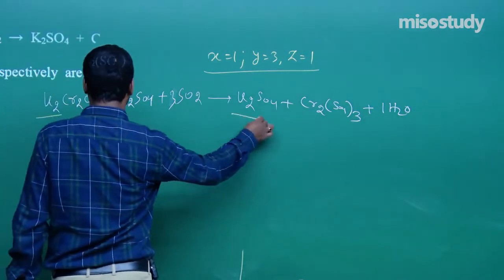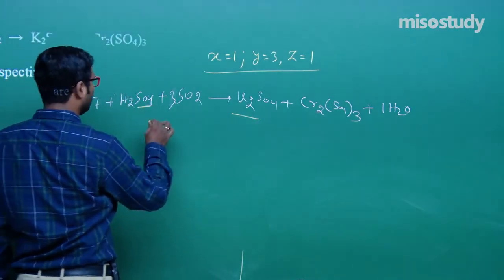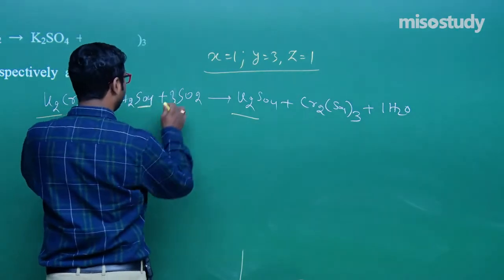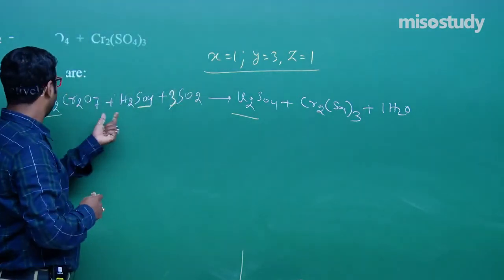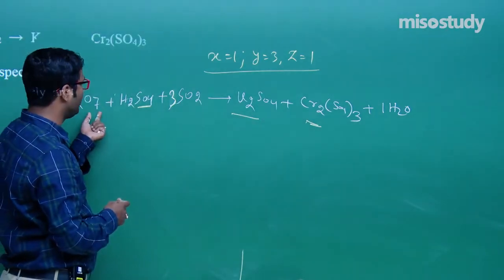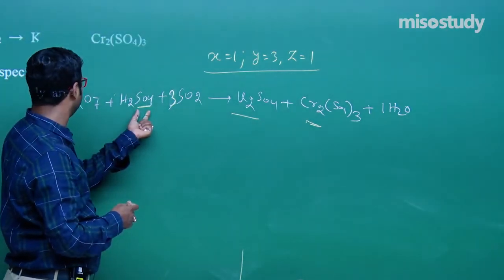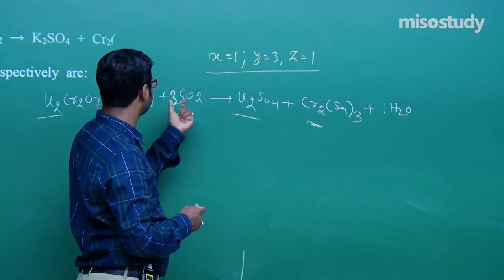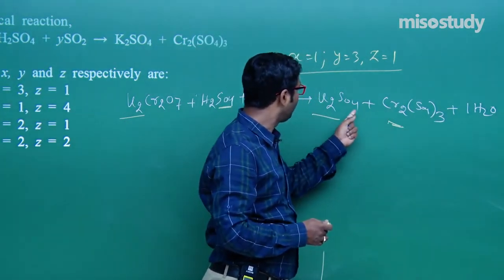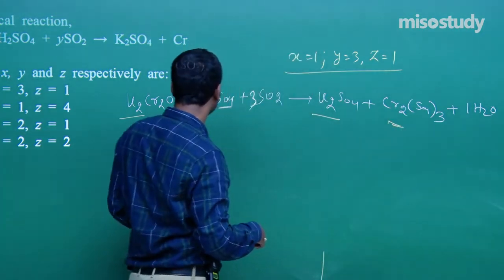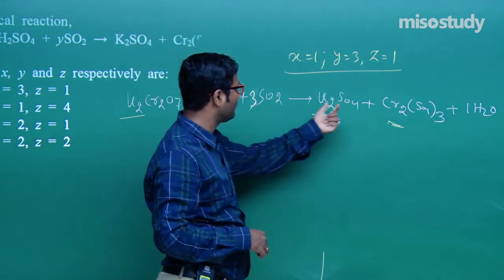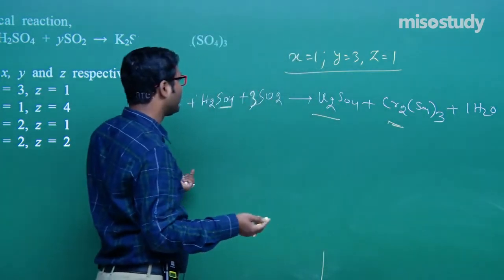Potassium 2 times, sulfate here 1. If I take y is equal to 3, K2Cr2O7 here is 3. Check out chromium 2 times. Now oxygen here 7, 4, 11 and 6, 17. Check out here 12, 4, 16, 1, 17. Oxygen balanced. Now check out the sulfur, 1 and 4 times, completely balanced.